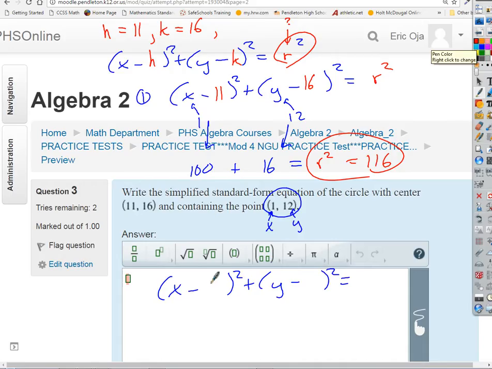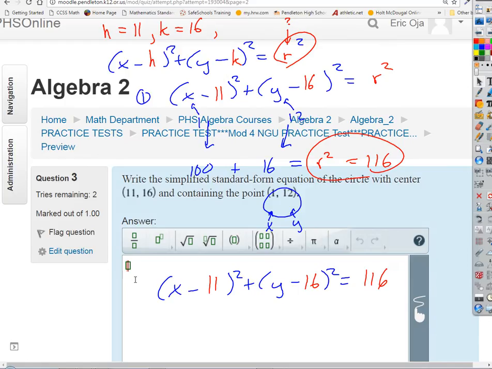(x − 11)² + (y − 16)² = 116. That's my answer. Okay, does that make sense? Questions on this? Yes, sir, that's how we're supposed to insert it. Right, so that would be our answer. We're putting it into standard form: (x − h)² + (y − k)² = r². So it would literally look just like that.